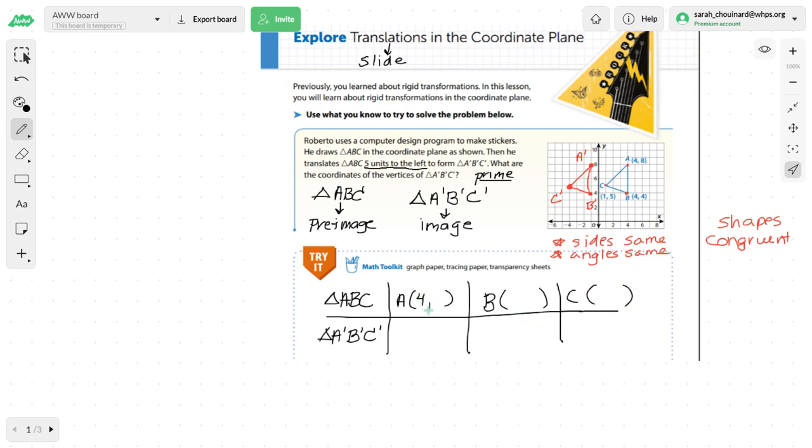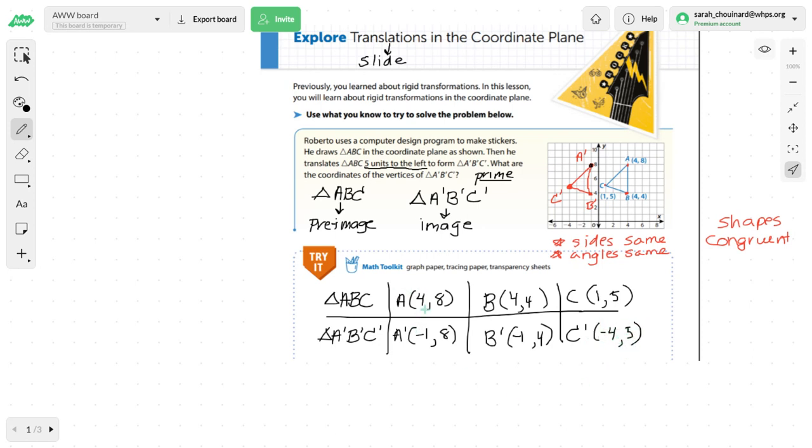So they already gave us A's coordinates. A's coordinates were 4, 8. The new A prime has coordinates -1, 8. Remember, we always go left and then up. Someone used to say, you run before you jump. So the coordinates for A prime are -1, 8. B started at 4, 4, and then B prime ended up at -1, 4. C started at 1, 5, and C prime ended up being at -4, 5.